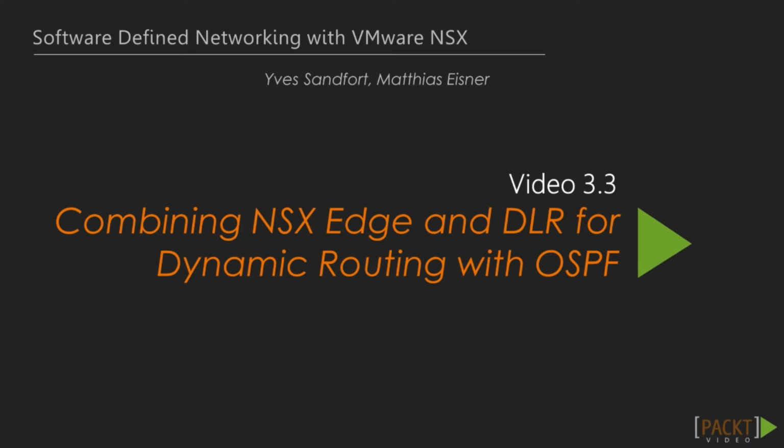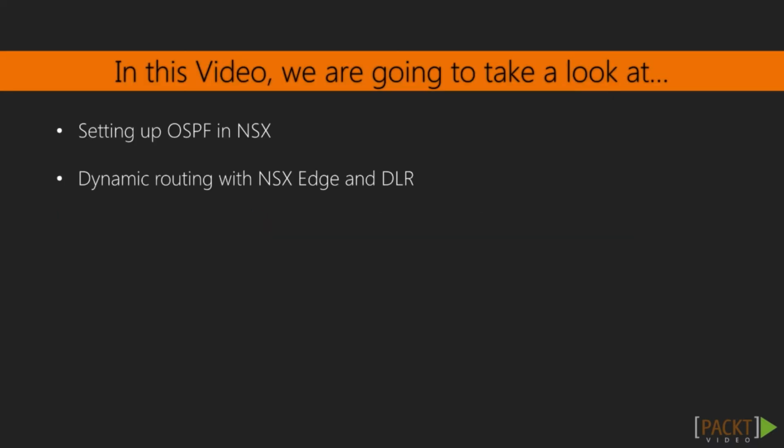In the next few minutes, we are going to combine the already set up NSX Edge, which we are going to still use for north and south routing, and the DLR together with dynamic routing over OSPF. This is to ensure that you do not actually need to maintain all the manual routing entries. In this video, we are going to take a live look at a running environment on how to set up OSPF in NSX, especially how to enable dynamic routing with the NSX Edge and the DLR.